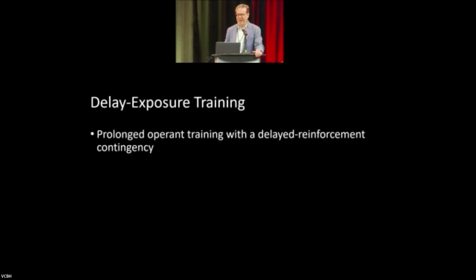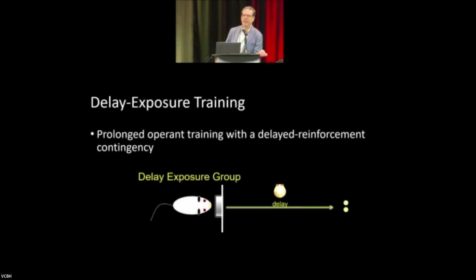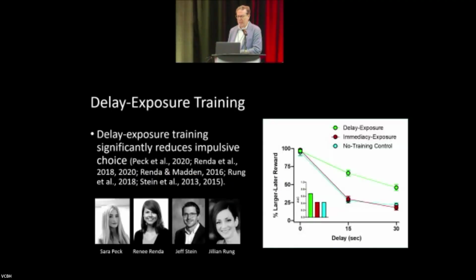This is the technique that I was using until very recently to try to reduce impulsive choice in rats. It was called delay exposure training. What it involved was prolonged operant training with a delayed reinforcement contingency. So the rat presses a lever, and then a cue light comes on in the chamber during a delay. And after the delay, 2 pellets of food are received. So it's very simple. And when we did that over the course of many experiments, what we found was an increase in larger later reward choices in those rats who had been given delay exposure training.